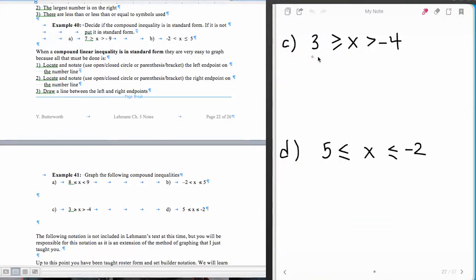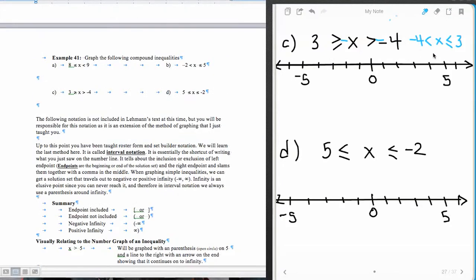Part C, the first thing that I notice is this isn't in standard form. So the first thing I'm going to do is put this thing in standard form. So I'm going to put my smaller number on the left, my larger number on the right, my variable still stays in the middle, and then I see that the inequality points to the x in regards to the 3. So I put in the same thing, an inequality that contains equality. With respect to the negative 4, it points at the negative 4. And now once I have it in standard form, it'll be easier to graph.